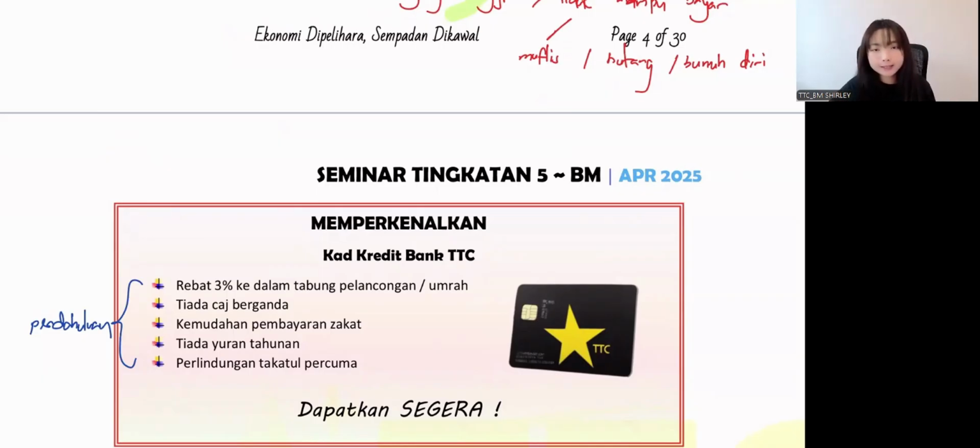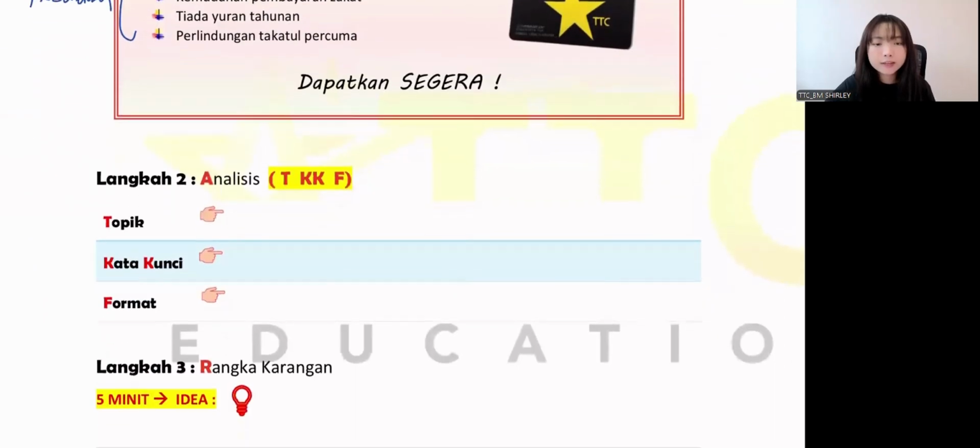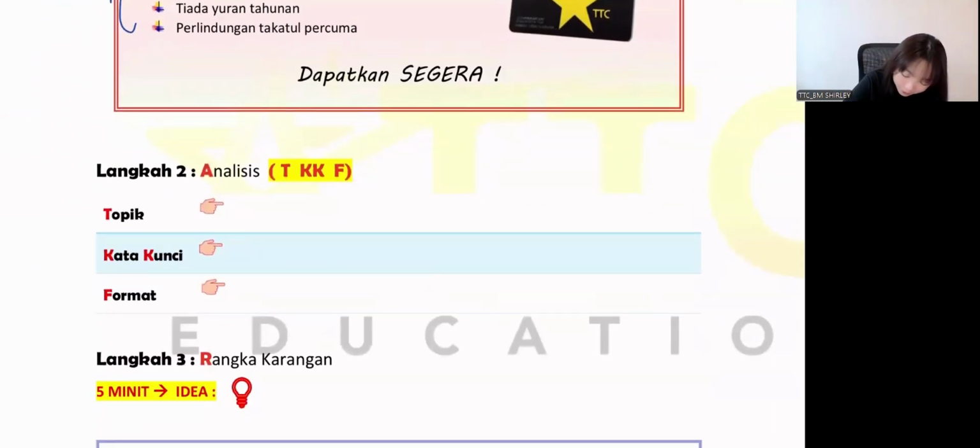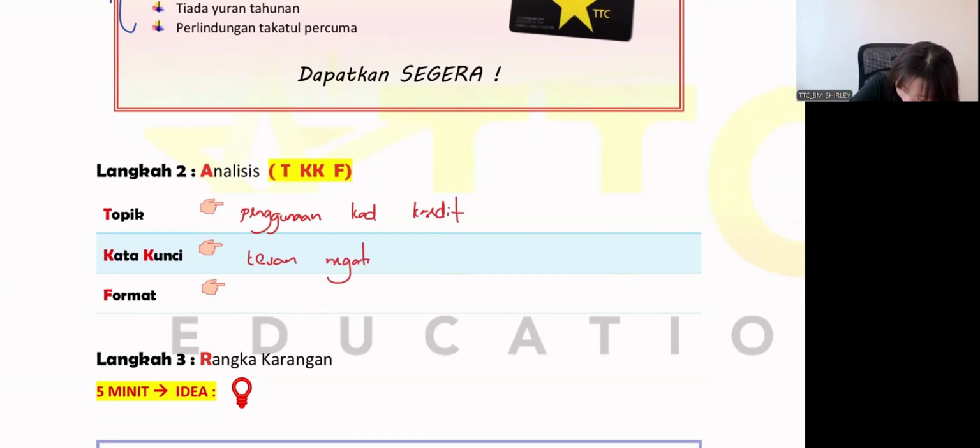All right, the next one, let's see. Now, over here, the topic is what? Penggunaan card credit. The kata kunci is the kesan, negative, or keburukan. Format is just karangan pendapat, karangan fakta.